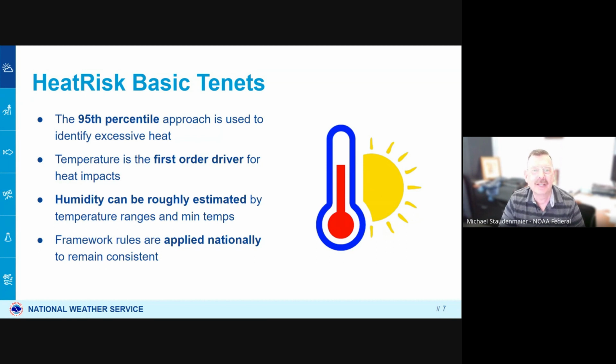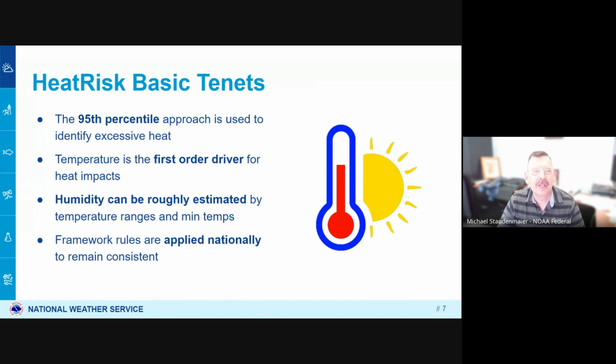Third, forecasting hazards like wind, dew points, and clouds are pretty challenging beyond the short-term period, and that limits our long-term skill. So while these weather elements are important, we recognize that the most skillful parameter you forecast, temperatures, really drive the bulk of negative heat impacts. We can, however, roughly estimate humidity and air mass characteristics by leveraging temperature ranges and minimum temperatures.